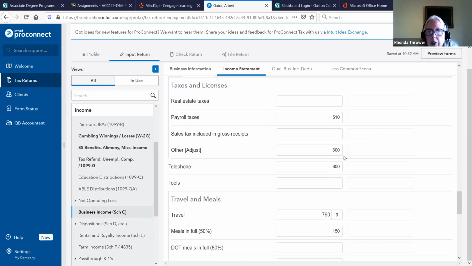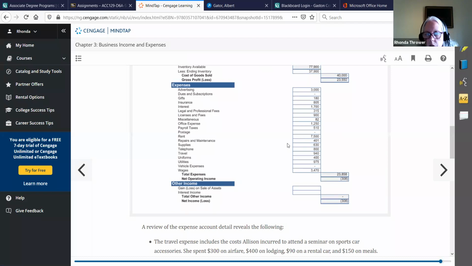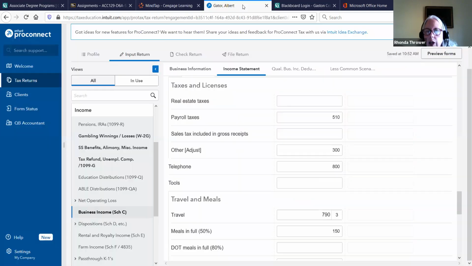We've already talked about these two. So let's see what's going next. We had supplies. Then they listed the telephone, 800. Now you might remember when you fill out your Schedule C form, there's no place for telephone, that you had to use that as other on your Schedule C if you're doing it by hand. But in here, ProConnect has got a place for telephone because most companies would have some type of telephone expense. And it goes right here.